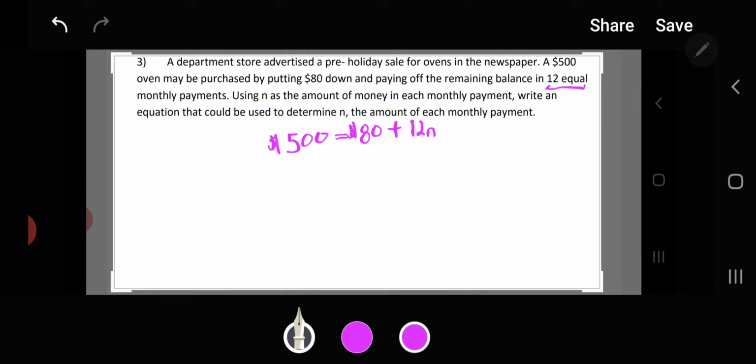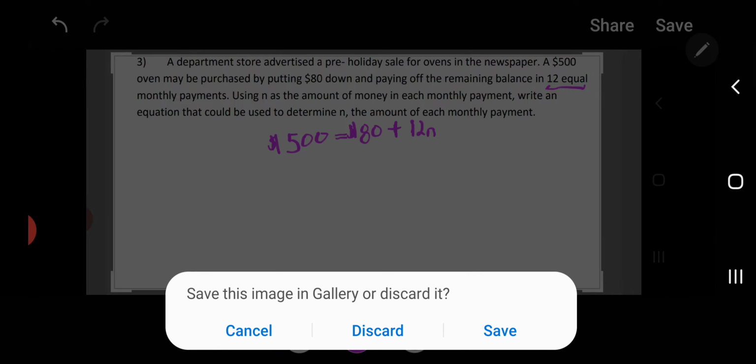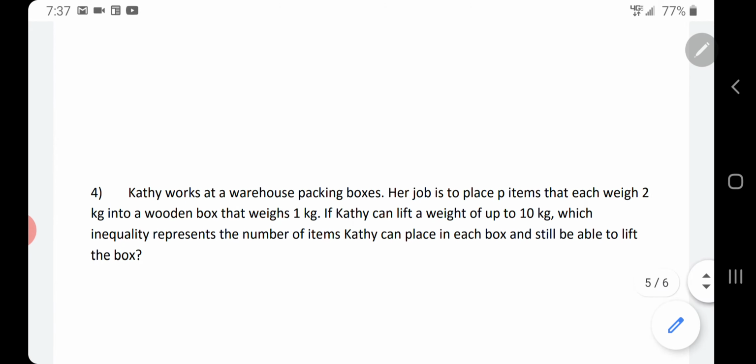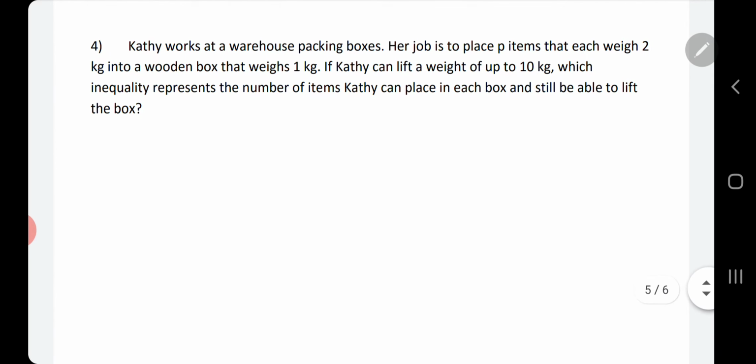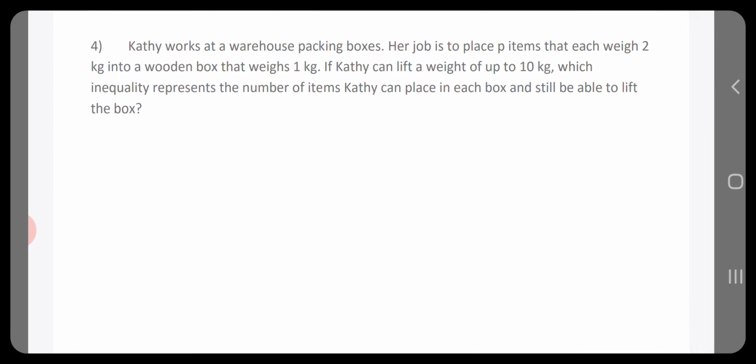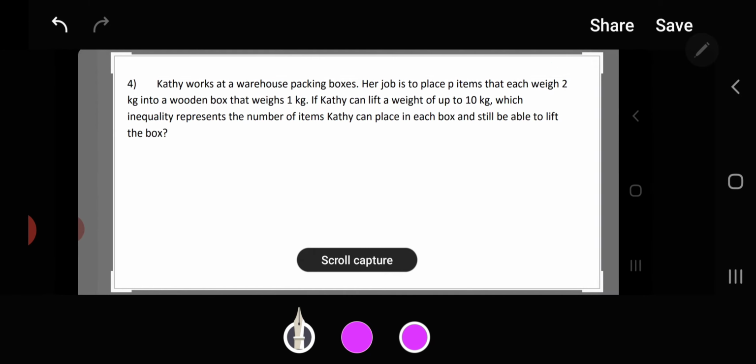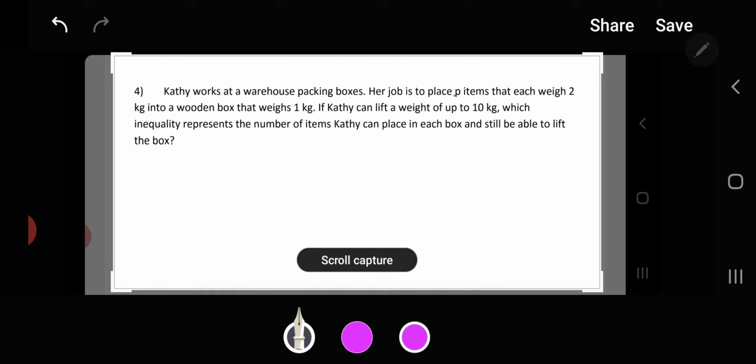Okay, hope that made sense. Let's move on to the next one. Kathy works at a warehouse packing boxes. Her job is to place P items. And I'm going to go ahead and write. So she needs P amount of items, once again unknown value, indicated by a variable, that each weigh 2 kilograms, into a wooden box that weighs 1 kilogram. So we do got to account for the box that weighs 1 kilogram.